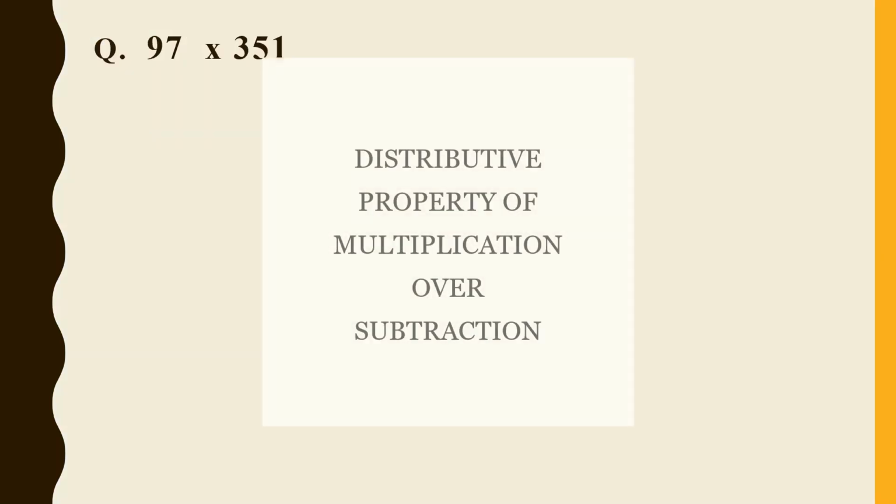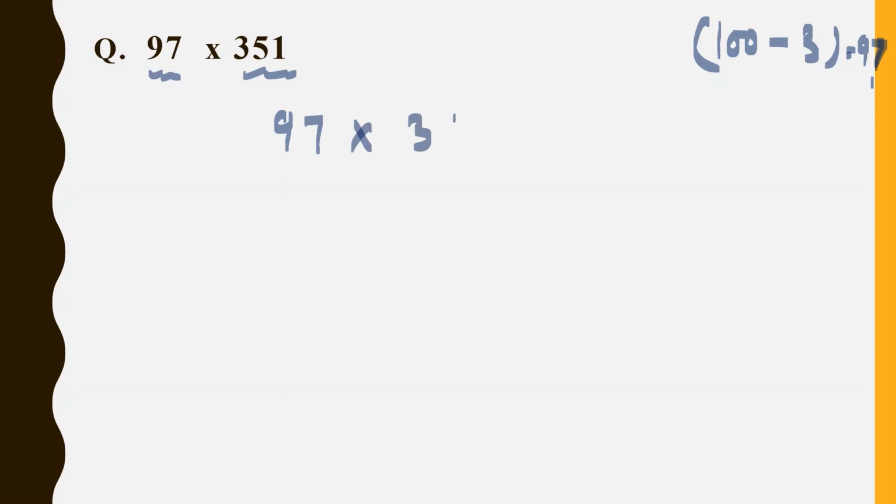Now this question is not from NCERT. I've taken one extra question for you so that we can also do the distributive property of multiplication over subtraction. Here we have 97 and 351, and which number do you think I should break, the first one or the second one? The first one, I think, is easier to break because it's closer to 100. So how can I write 97? I can write it as 100 minus 3. How much is 100 minus 3? Yes, it is 97, isn't it? So let's begin. I'll write the question again, 97 multiplied by 351.